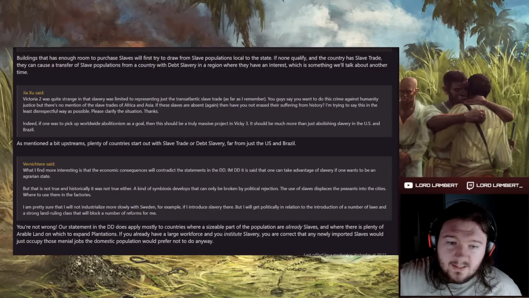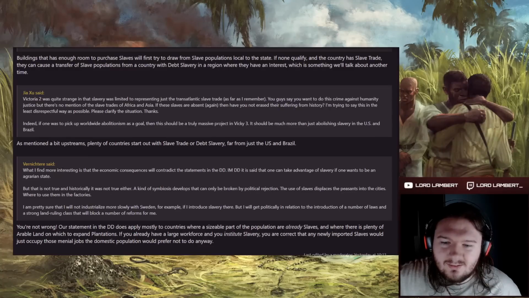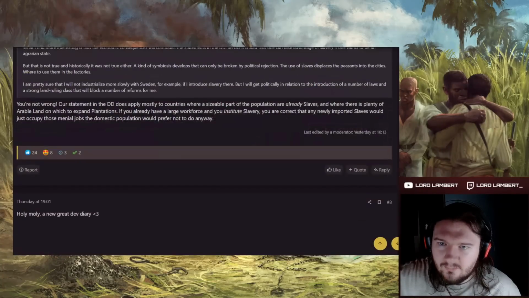As mentioned a bit upstream, plenty of countries start with slave trade or debt slavery, far from just the USA and Brazil. Why just assume that it's just USA and Brazil, though? Like, why is this the assumption? Shut up, you fool. Anyway, moving on.